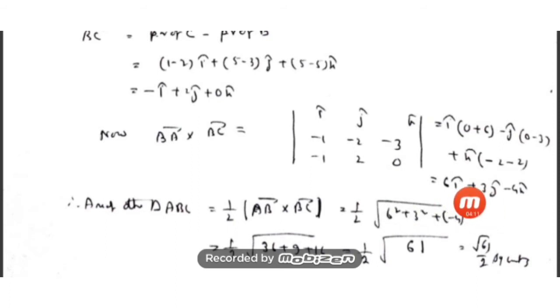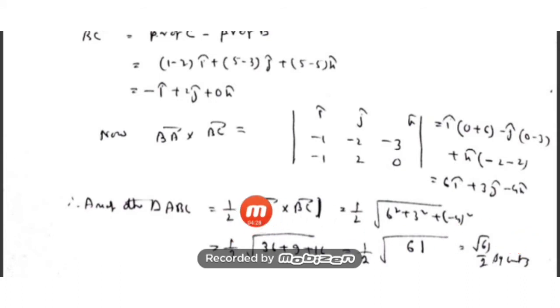So the magnitude of this vector is equal to what? Half of the square root of 6 square plus 3 square plus minus 4 square. Okay, the magnitude will be given by this. Then do the calculation. 6 square is 36, plus 9, plus 16, which on doing the calculation is half of root 61. That is the result in square units.